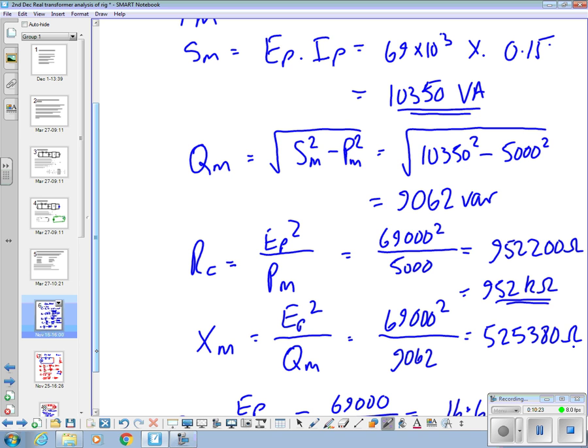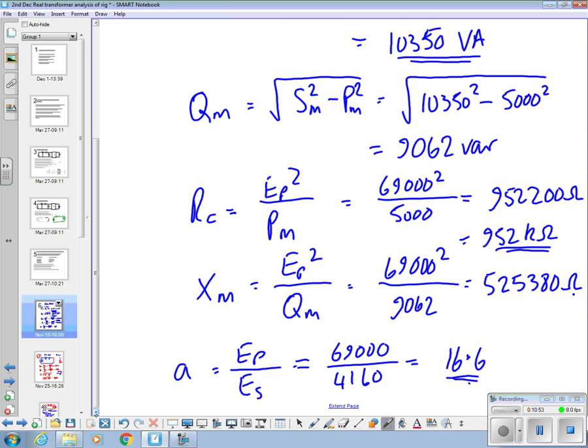Use the voltage value and the power to calculate the value for RC, 952 kiloohms, and use the voltage and the calculated Q here to calculate a value for the magnetizing reactance, 525 kiloohms. Lastly, we used the primary voltage and secondary voltage to calculate a value for A, the transformer ratio that we'll eventually need in our model. So did you all follow that calculation up to there?